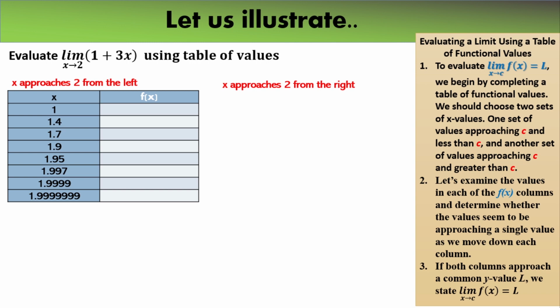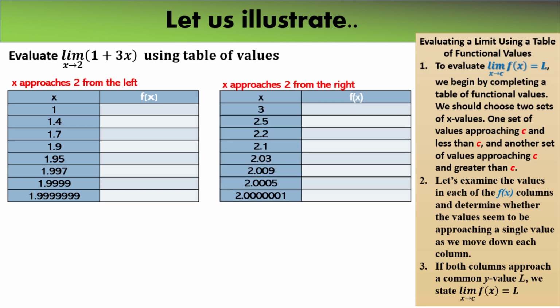Next, sa right side tayo. X approaches 2 from the right. Ano yung mga values coming from the right of 2? Okay, here are the values. Nag-start tayo kay 3, papunta kay 2.0000001. Ngayon, na-provide na natin ang mga x values natin coming from the right and left. Pwede na natin kumpletuhin yung table natin.